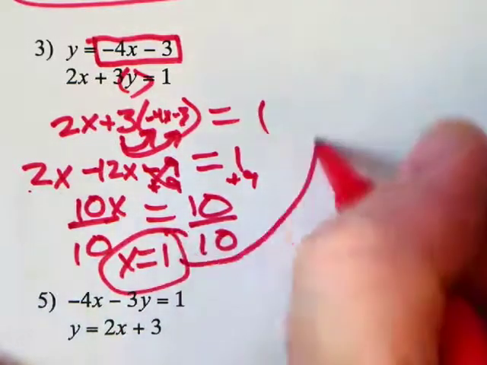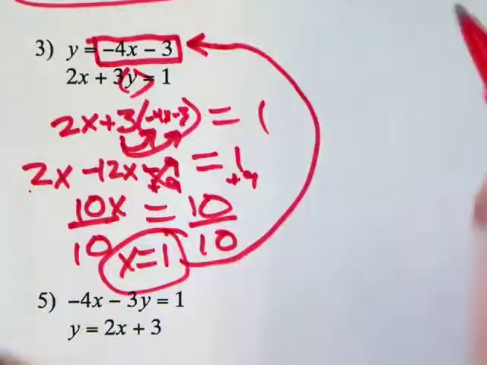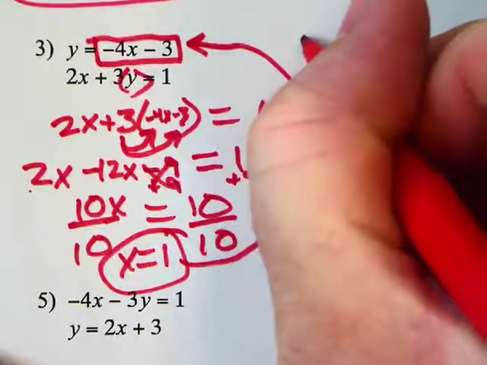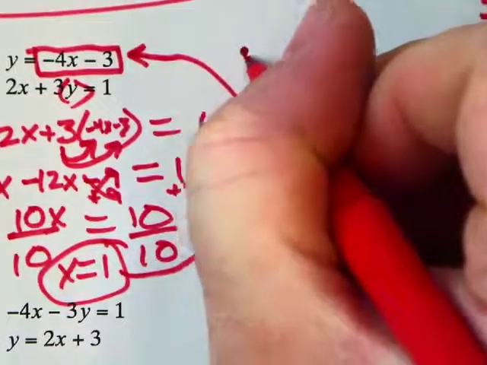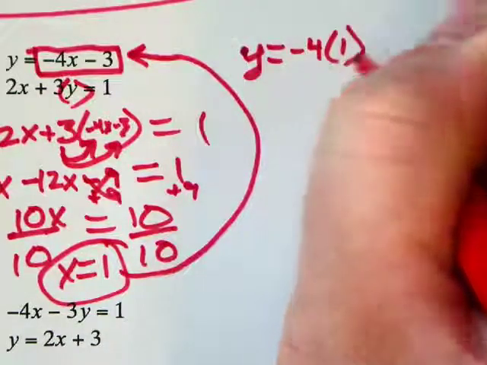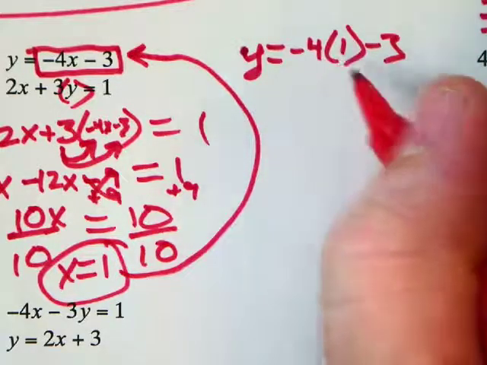But I'm not done yet. I now have to plug that back in. And I would plug it in right there where you have x equals. So you have y equals negative 4 times 1 minus 3. Okay, well, negative 4 times 1 is negative 4.